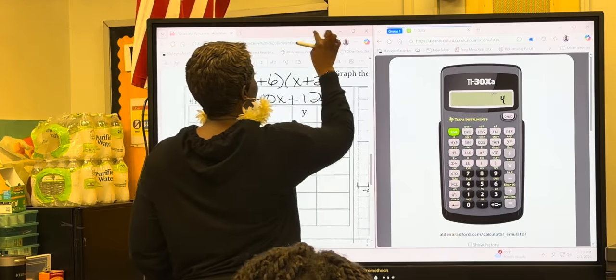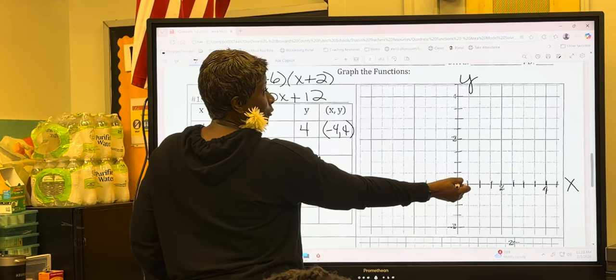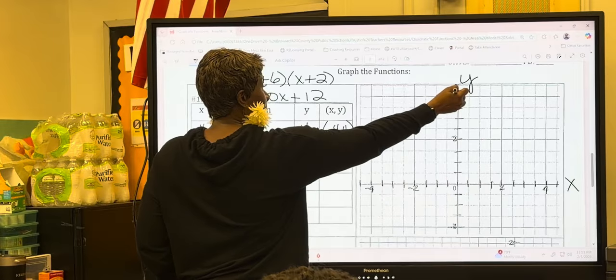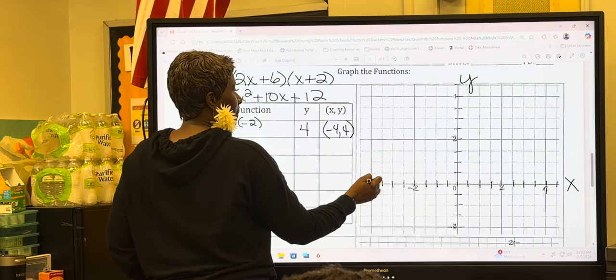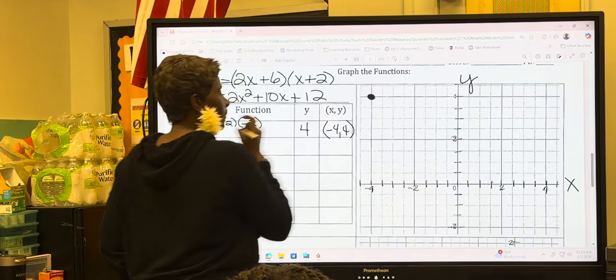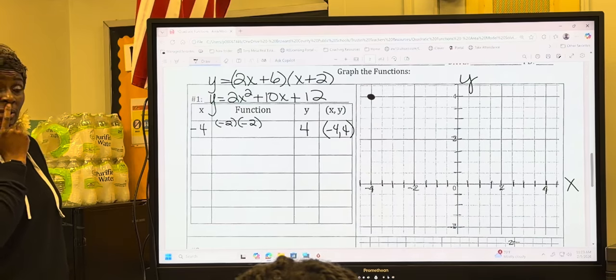All right. So then what am I going to do? Starting at 0, I'm going to -4, 4. Where do I go? All the way up to 4? No. Where do I go? To the left. To the left 4, and then what? Up. Up 4. So this is my first point. Is everybody following? Yes? All right.